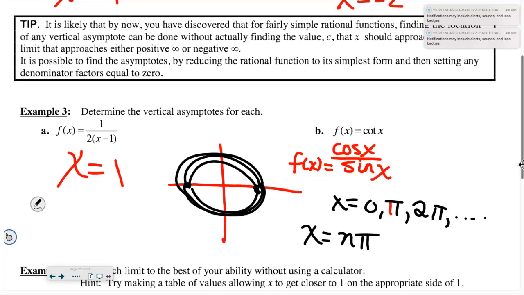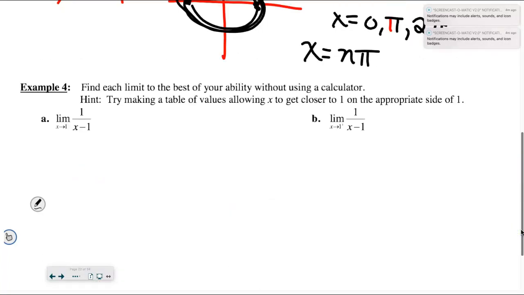All right, so the next part, it says, find each limit to the best of your ability without seeing a graph. So the minute you look at this, you plug the 1 in, you go, oh, I'm getting 1 over 0. That indicates a vertical asymptote, correct? There's only 3 possible answers for hitting a vertical asymptote. You're either heading to infinity, negative infinity, or does not exist, correct? But when it's a one-sided one, it's either infinity or negative infinity.